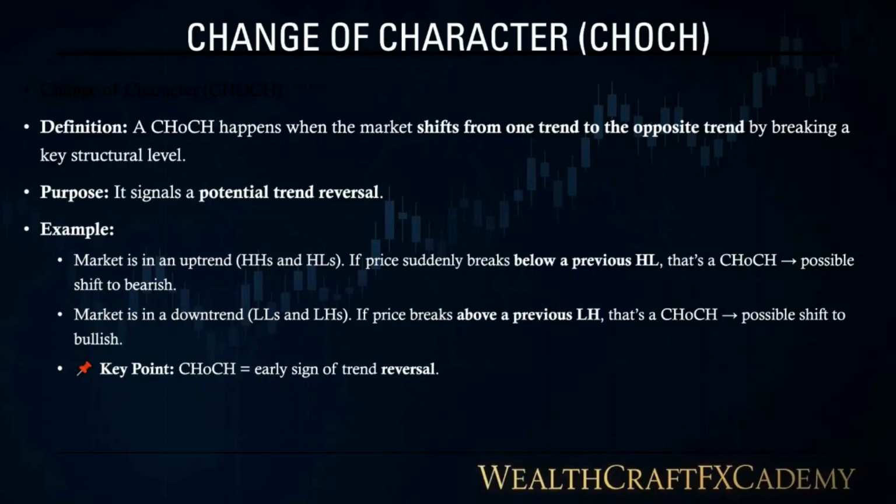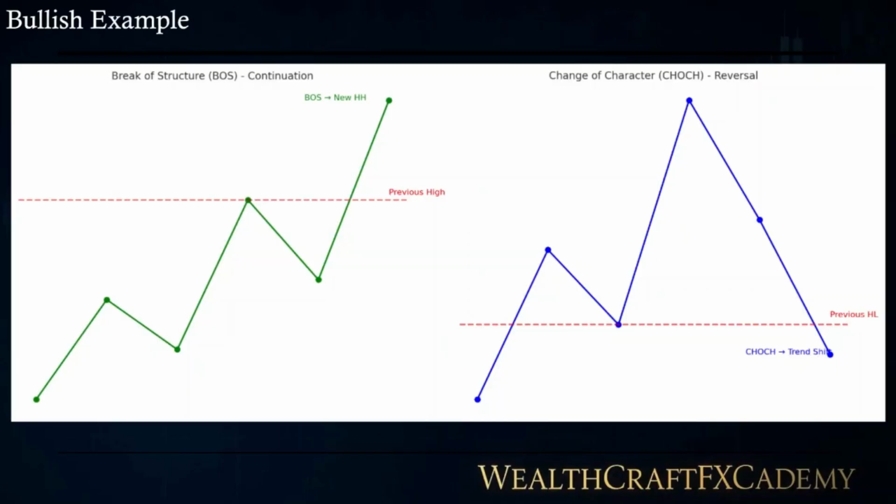The market is in a downtrend, which is making lower lows and lower highs. If price breaks a previous lower high, that's a change of character, possible shift to bullish. Now, this is the key point. Change of character, early sign of trend reversal. Break of structure, sign of continuation, but change of character, sign of reversal. So change of character, unlike break of structure, is telling you that the market wants to change direction, right? So that is the difference between break of structure and change of character.